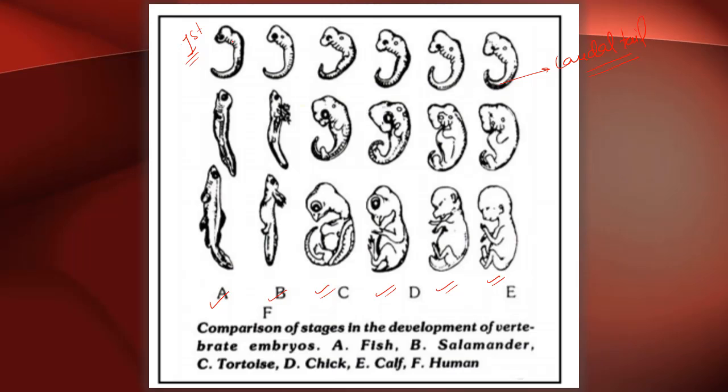Now, secondly, you can see the presence of pharyngeal gill slits. Understood? Now you can see this second stage, in which humans especially come up with the development of limbs, and the caudal tail starts to reduce.